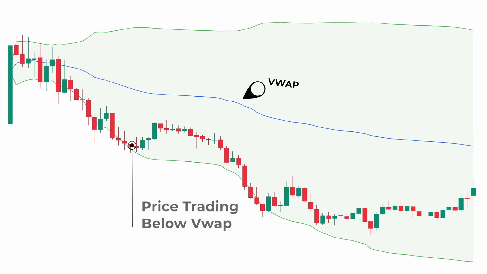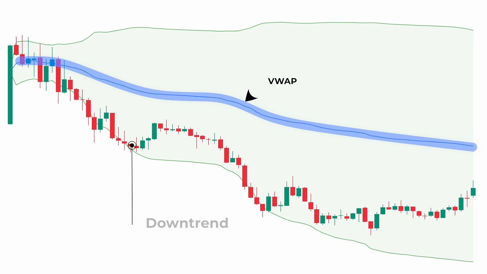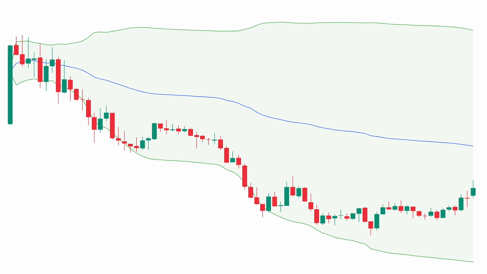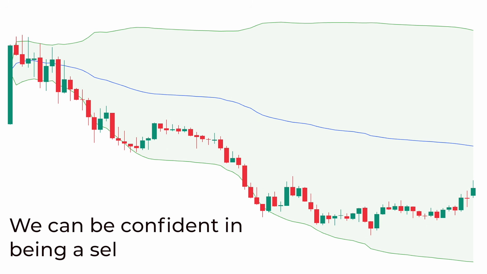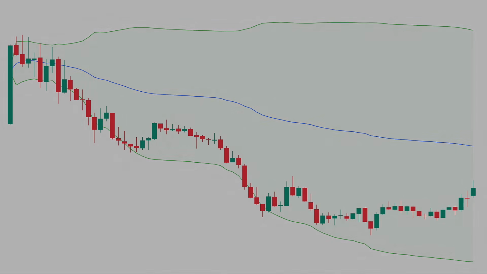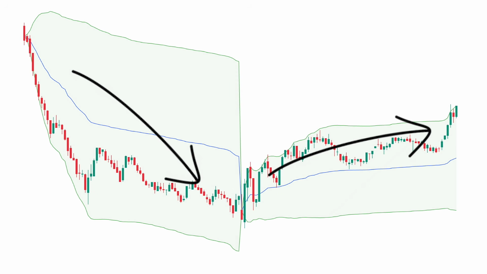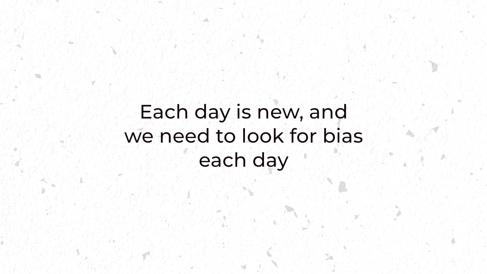Similarly, if the price is trading below the VWAP and the VWAP is sloped downwards, then we can call it a downtrend. We can look for lower highs and lower lows to confirm the bias. If we see such a formation, we can be confident in being a seller for that day. However, this bias is only for the current day. The trend may reverse the next day. Each day is new and we need to look for bias each day.